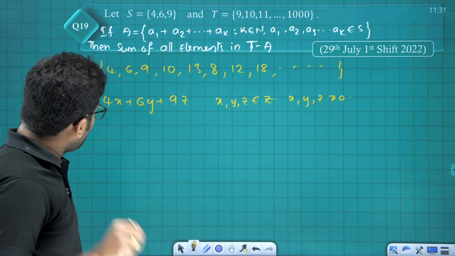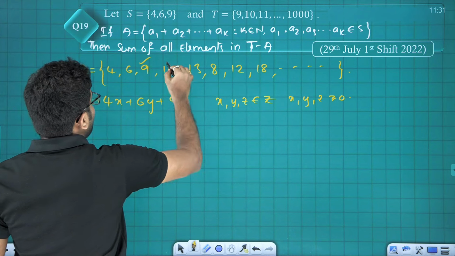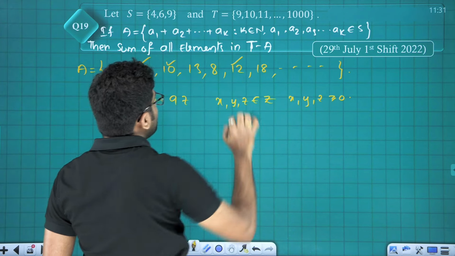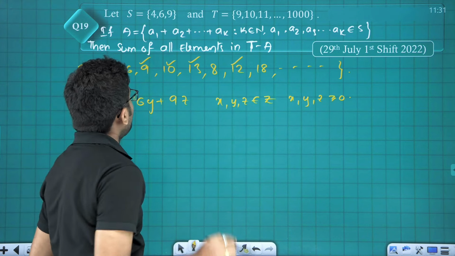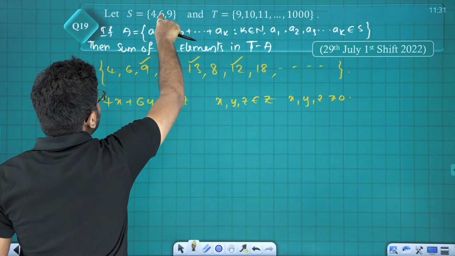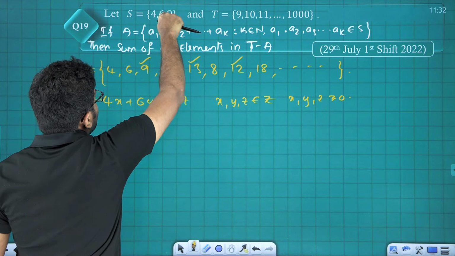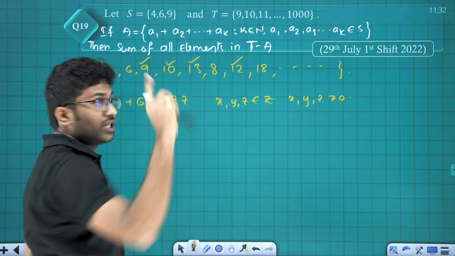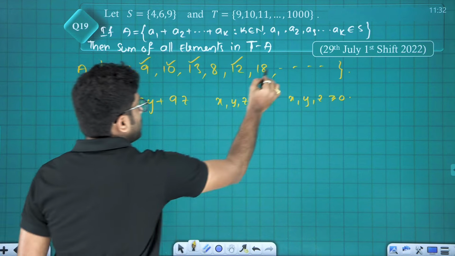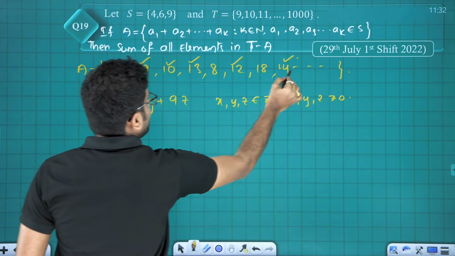Okay, so now if you see this, friends, in T you got 9, we have 10, 11 leave it, 12 we have got, 13 we have got, 14. When do we get 14? 6 plus 4, 10, 10 plus 4, 14. If you add two 4s and one 6, we are getting 14 again. So 14 is also included.